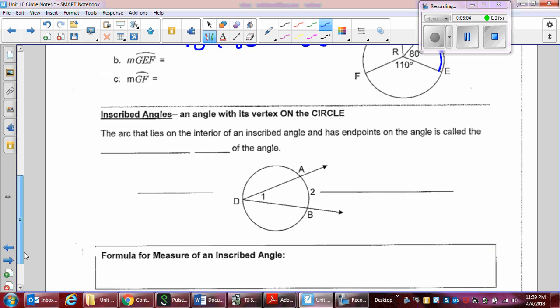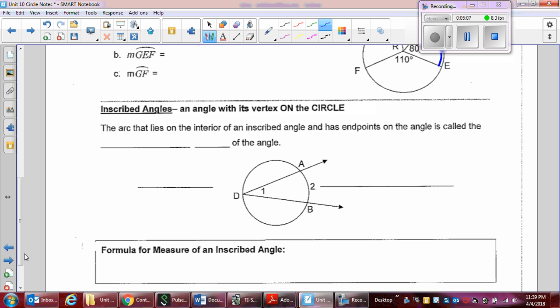All right, the other one is the inscribed angle. It's very important, because if you cannot tell the difference between a central angle and an inscribed angle, it's just going to be a big problem. It is an angle with its vertex on the circle. An arc that lies in the interior of an inscribed angle and has the endpoints of the angle is called the intercepted arc of the angle.